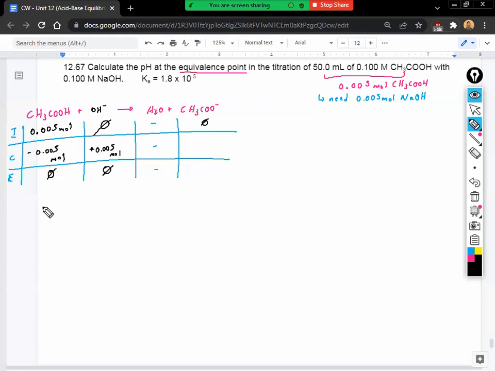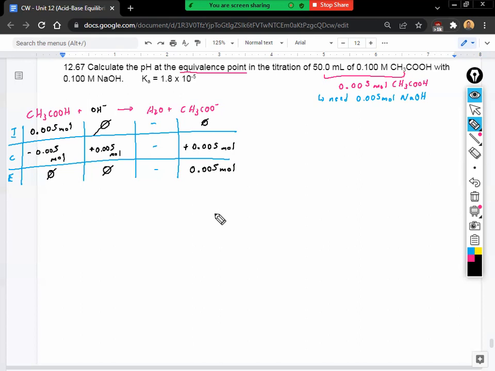And then the problem that you're going to encounter is that you end up with no acid, no base. And so how do you calculate pH if you don't have any acid or base? And so what we actually need to do is finish up the ice table. If you consume 0.005 moles of acid with the base, that means you're going to gain some of this, 0.005 moles. And so you're going to end up with 0.005 moles of acetate.